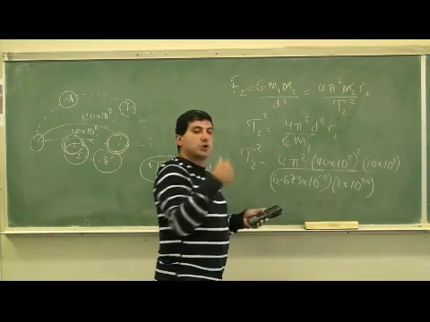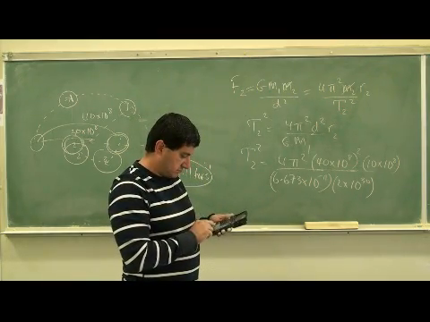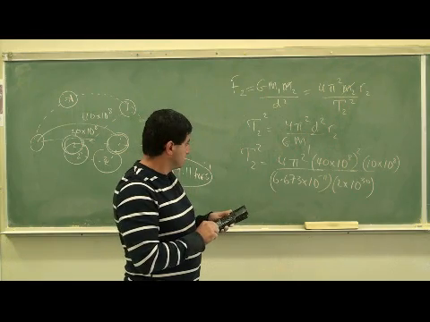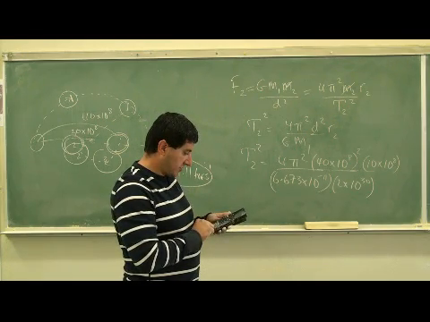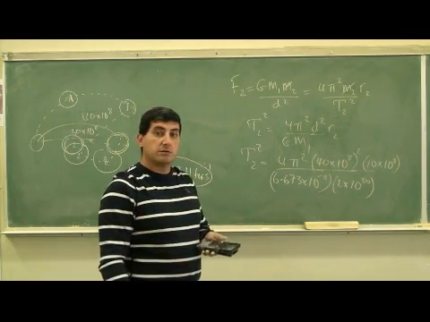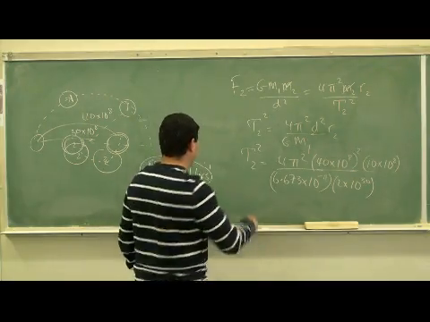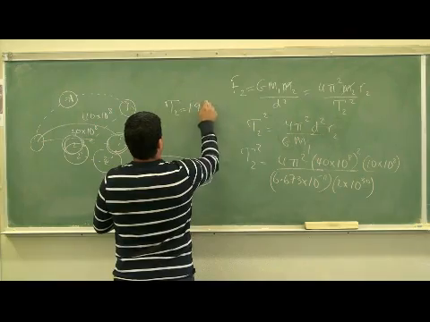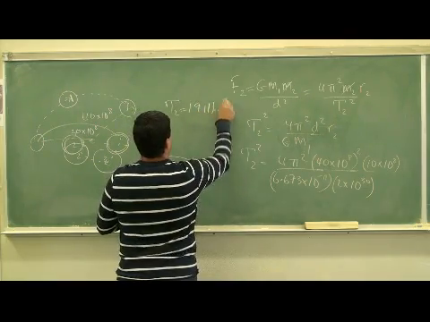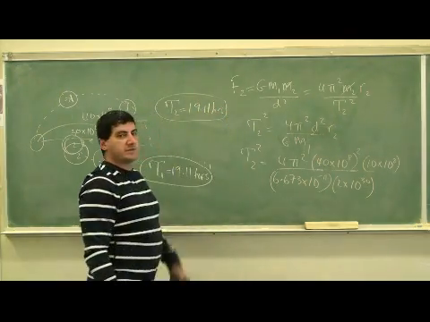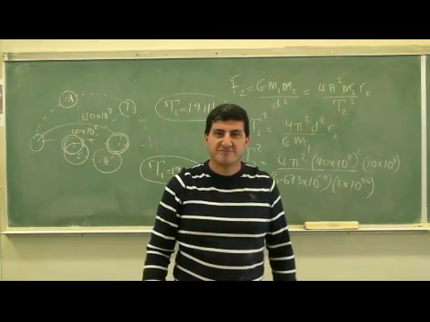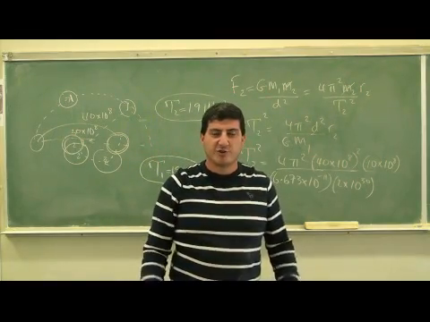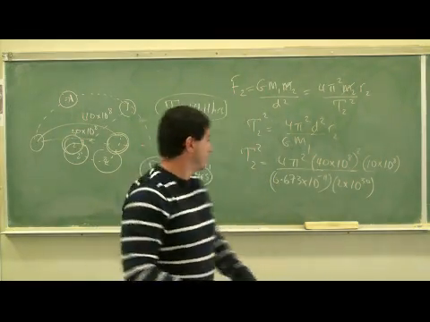Okay? Square root that. Divided by 3,600. Lo and behold, what did I get? 19.11 hours. It should be the same, right? They can't have different periods.